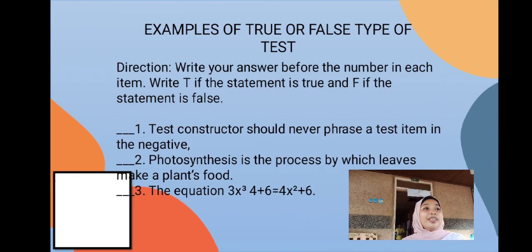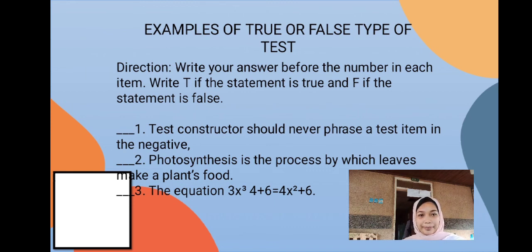And now, let's talk about the examples of true or false type of test. Directions: Write your answer before the number in each item. Write T if the statement is true and F if the statement is false.